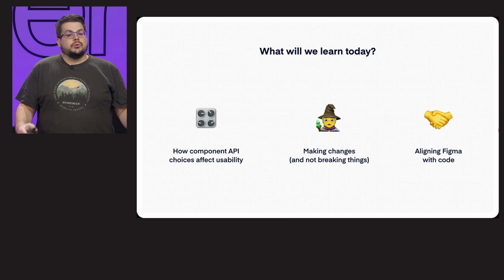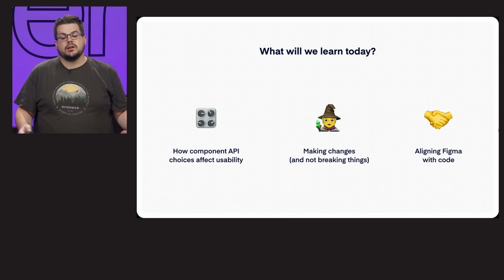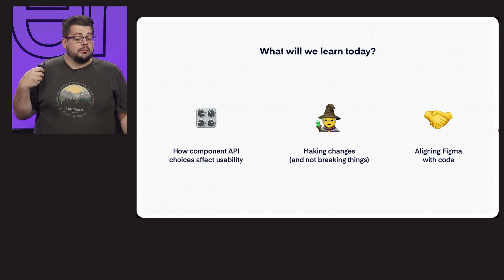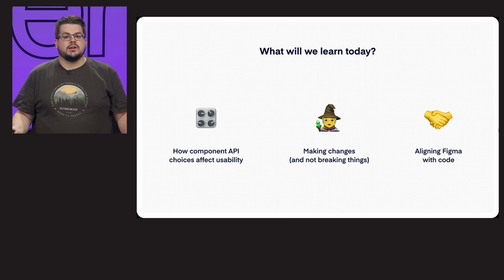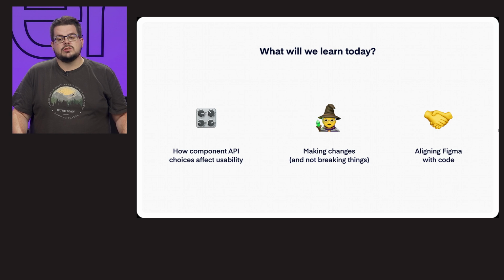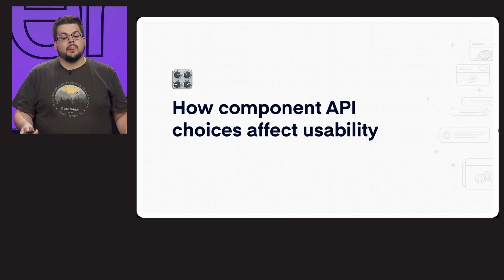So what will we learn today? I would like to tell you more about how component API choices affect usability. I would like to talk more about making changes and how not to break things when we are making these changes, and of course aligning Figma with code components. Let's start with component API.